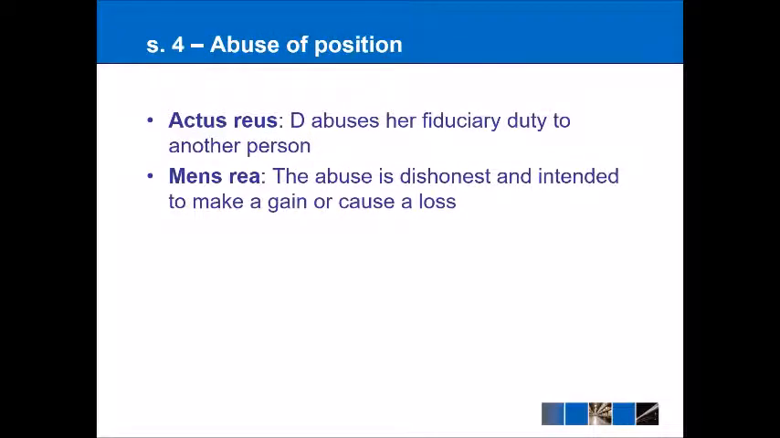Section 4 is fraud by abuse of position, and when we're talking about a position, we're really talking about the position of having a fiduciary duty to someone else. Section 4 of the Act describes it in particular terms, but essentially it amounts to a fiduciary duty, and the defendant in this circumstance is abusing her fiduciary duty to another person. The mental element is that the abuse has to be dishonest and intended to make a gain or cause a loss. So again, returning to those key elements we talked about at the start.